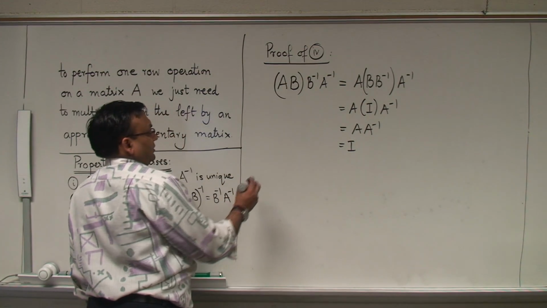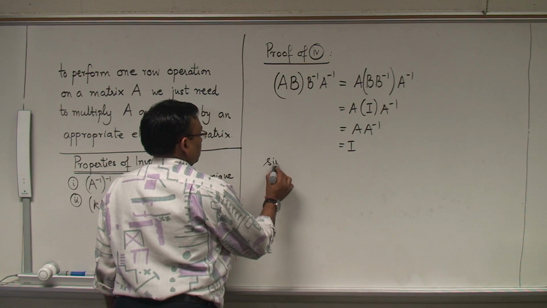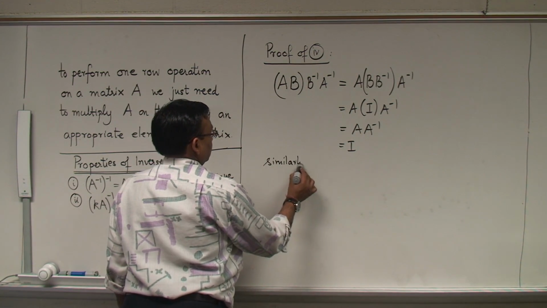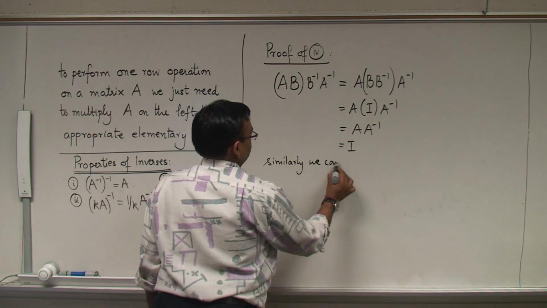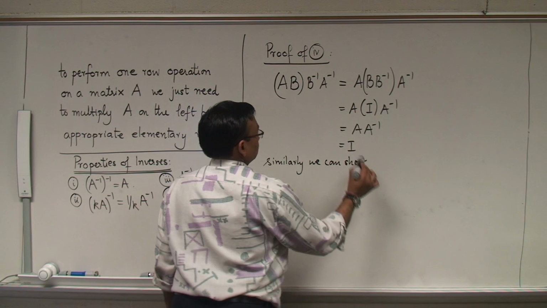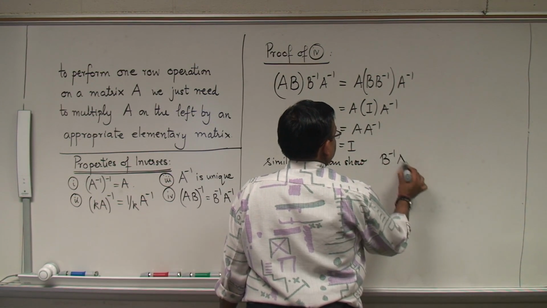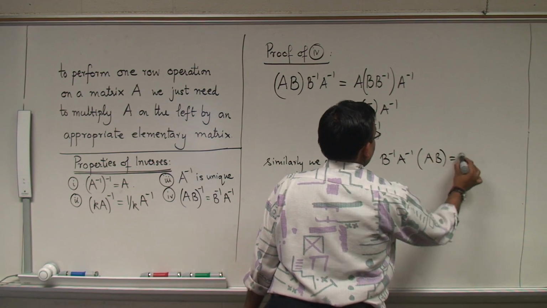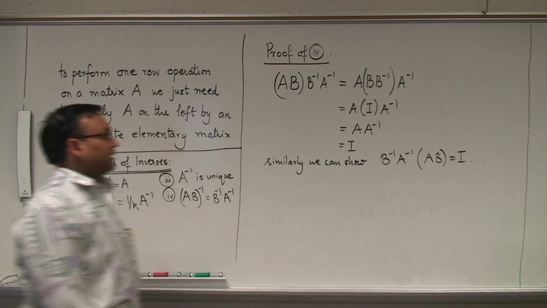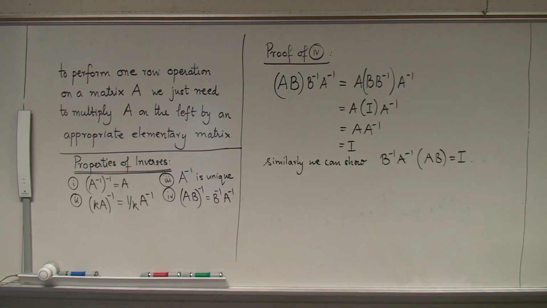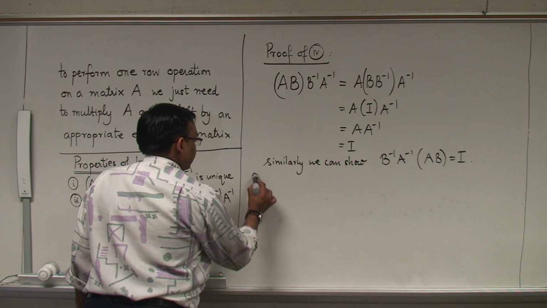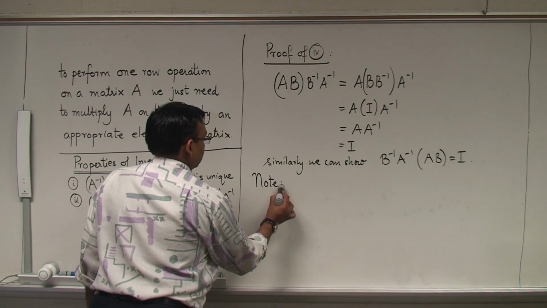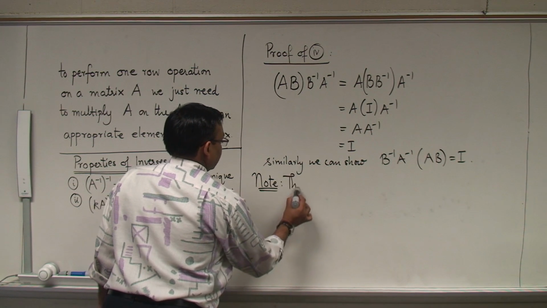Similarly we can show that B inverse A inverse times AB will be identity. Proof is exactly identical, so I will not go through it myself. You can sort of do it as a practice. But the things which are important, which we want to make a note of, is as follows.